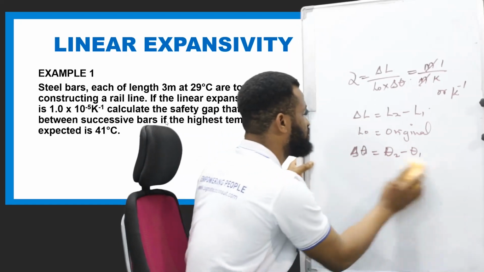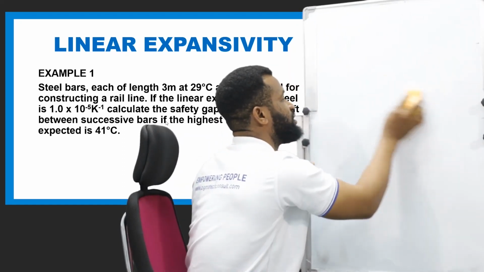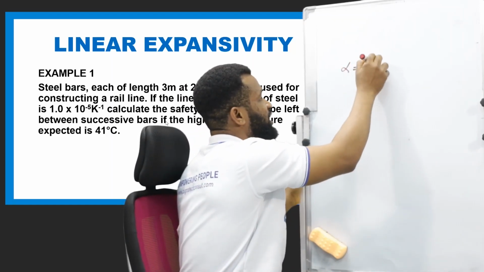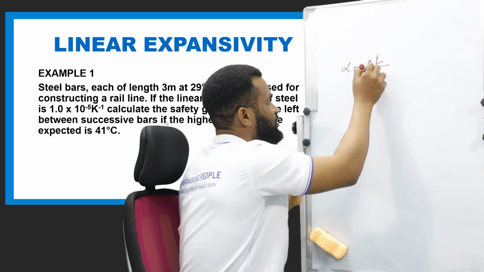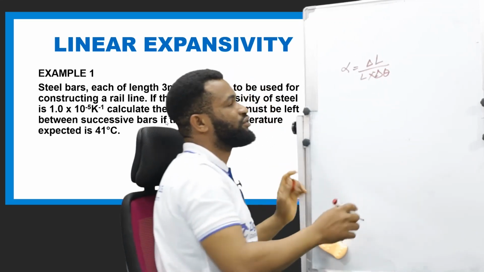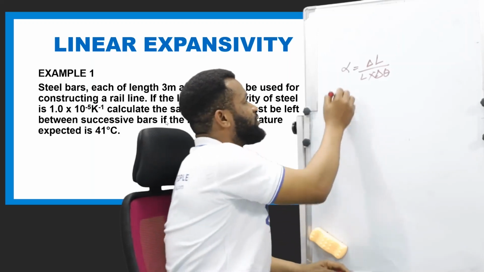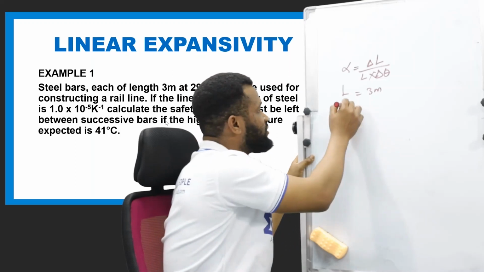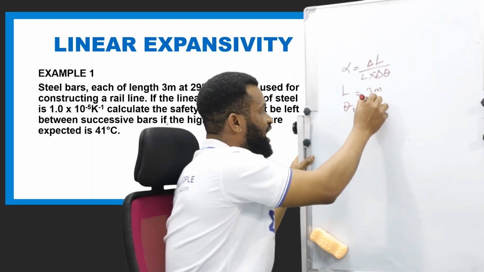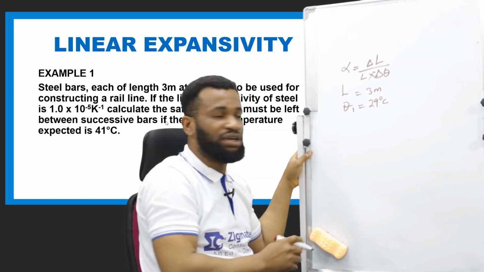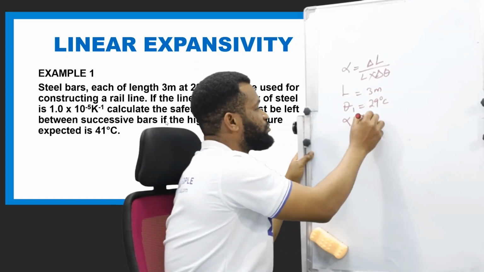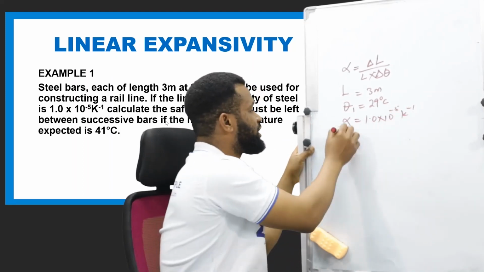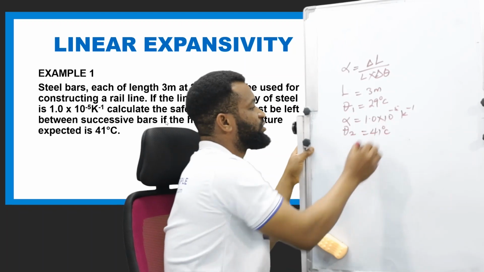So in this question, I'm going to keep the relation for linear expansivity as change in L all over L times change in temperature. In this case, L is going to be 3 meters. Then theta 1 is going to be 29 degrees Celsius. And we have alpha to be 1.0 times 10 raised to power minus 5 per Kelvin. And then we have theta 2 to be 41 degrees Celsius.